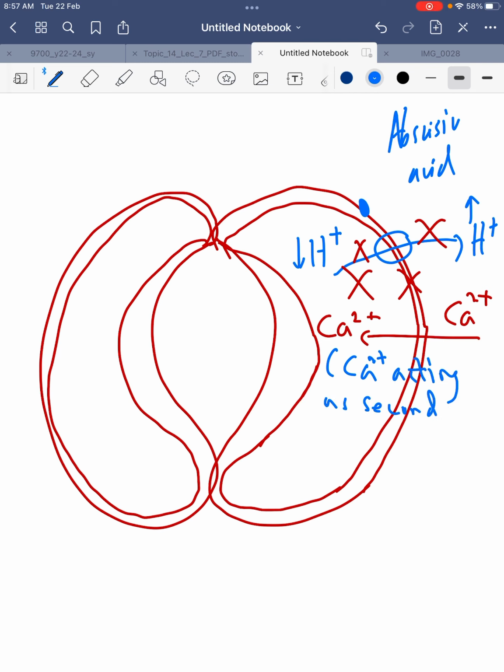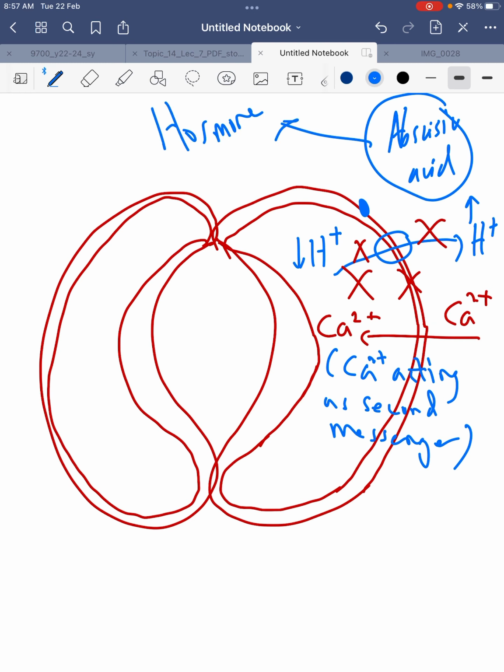Now, what do we mean by this second messenger? Cell signaling. Because this is a hormone, the binding of a hormone normally triggers a specific cell signaling process inside the cell. Just like when glucagon binds to the cell receptor, there is a specific cell signaling, and ADH as well. The same thing here with abscisic acid, and in this case the calcium is acting as the second messenger. We're going to talk about that later on.